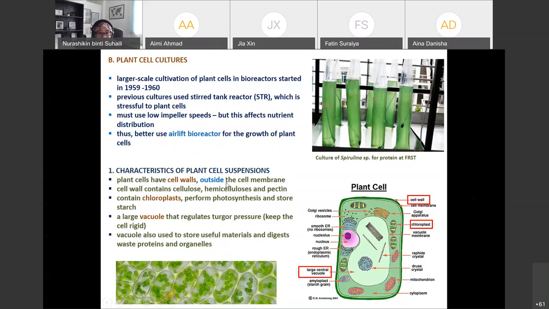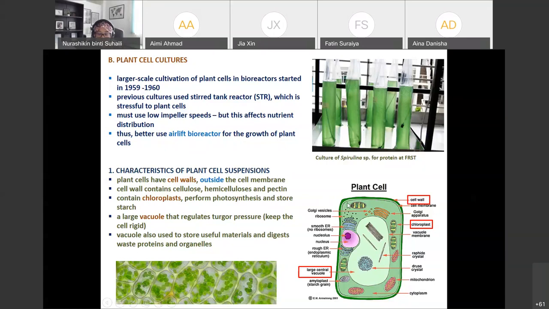Characteristics of plant cell suspension. Okay, this is the structure of plant cells. I'm sure that you guys are familiar with it. You have studied this in biology, even during form five. I still remember I studied this in biology. So these are the structures. There is a cell wall, there is a cell membrane, right? And what else? There is a large central vacuole. This is the component that makes plant cells fragile. Fragile is like easily broken, right?